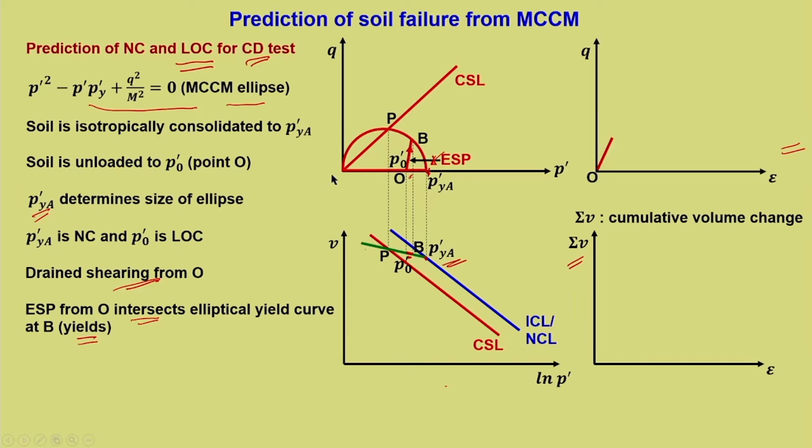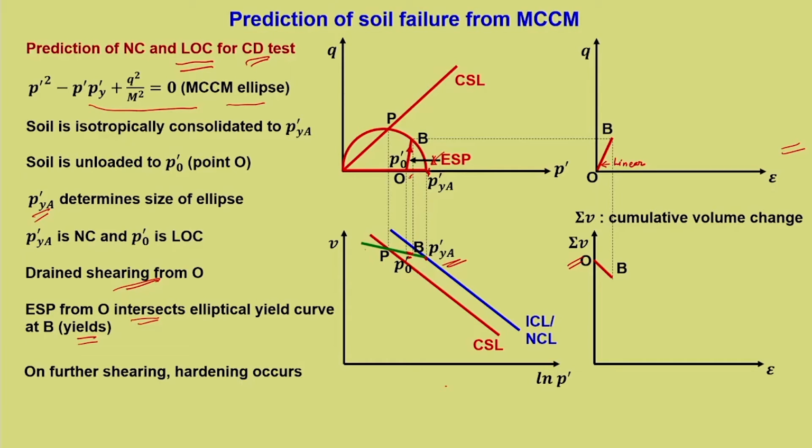Now, when you map this to Q epsilon, you can see that up to B it exhibits a linear behavior, because it yields only at point B. So, that is the point. So, OB is linear behavior. Same, the volume change also will not be much, because it is in the elastic range. Okay, so, the B point has been mapped in all the figures.